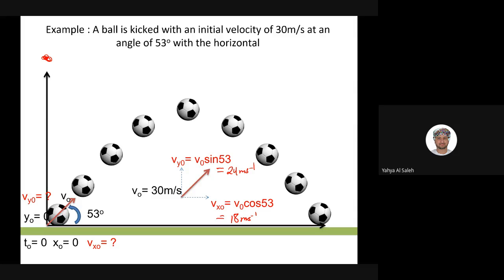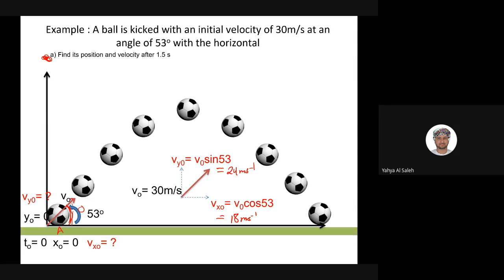Is there any objection to anything I said so far? So we multiply by cosine of the angle to find the velocity in the x direction and sine for the velocity in the y direction? Yes, because in this case we have this angle, so the y would be opposite and the x would be adjacent. Now I have all the information to start doing the problem.